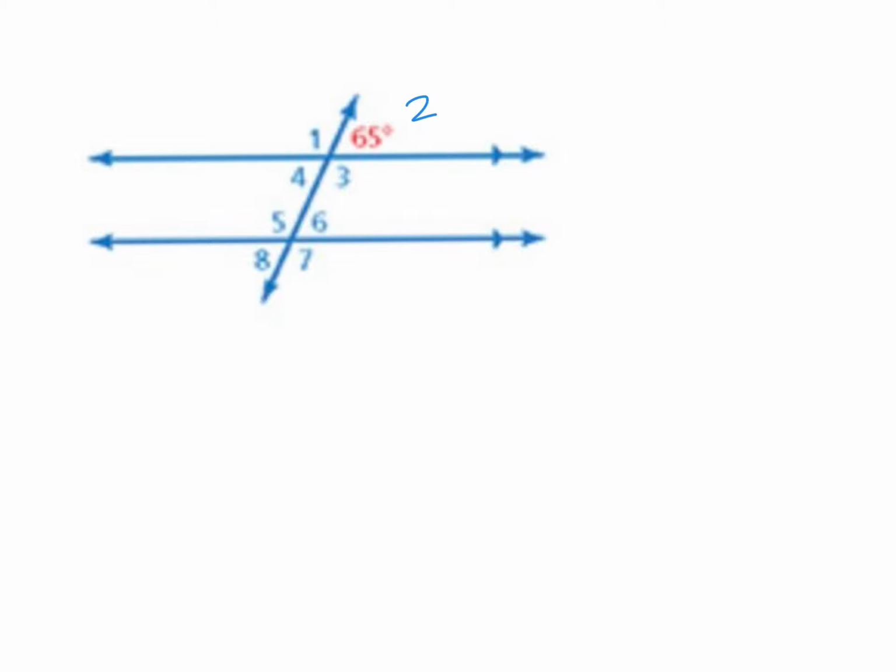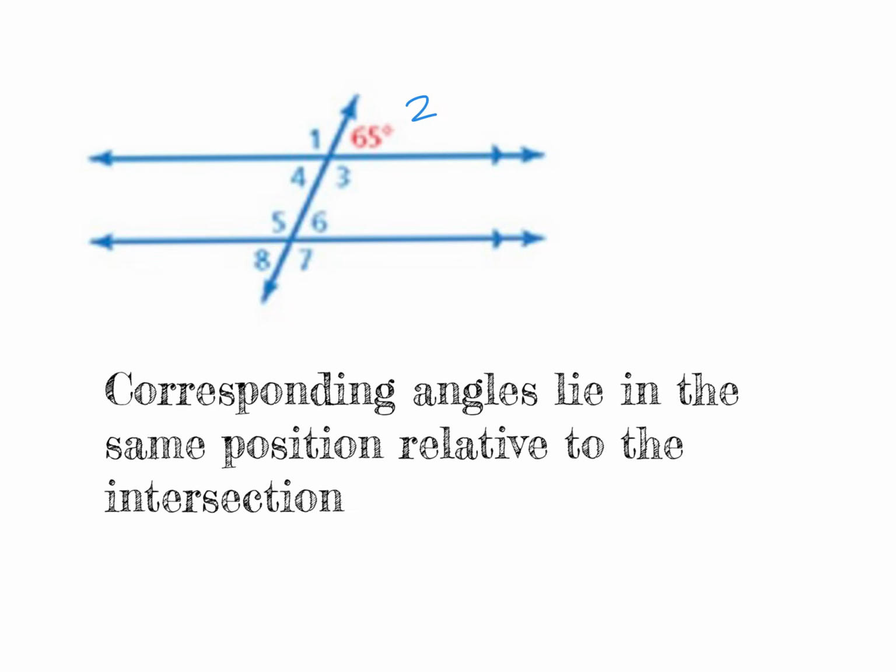Now there are a lot of different angle types and pairs that are going to be created by this transversal, but we're going to start by talking about corresponding angles. Corresponding angles lie in the same position relative to their intersection. So of course we have our two lines, which again I'm going to call line M and line N, and then the intersection caused by the transversal would be right here and right here.